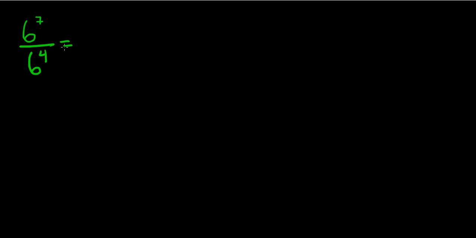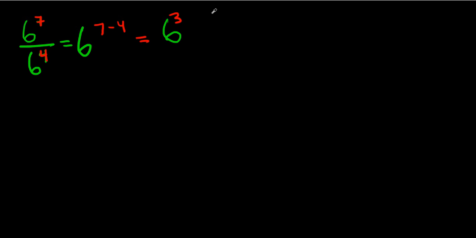We see that we have 6 to the power of 7 over 6 to the power of 4. We can see that they both have a base of 6. So it becomes 6 to the power of 7 minus 4. So basically you're subtracting the powers when it is division. That leaves you with 6 to the power of 3.